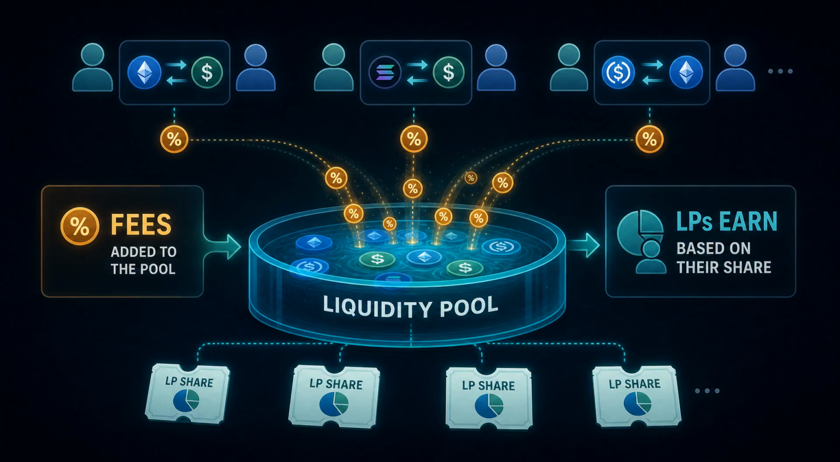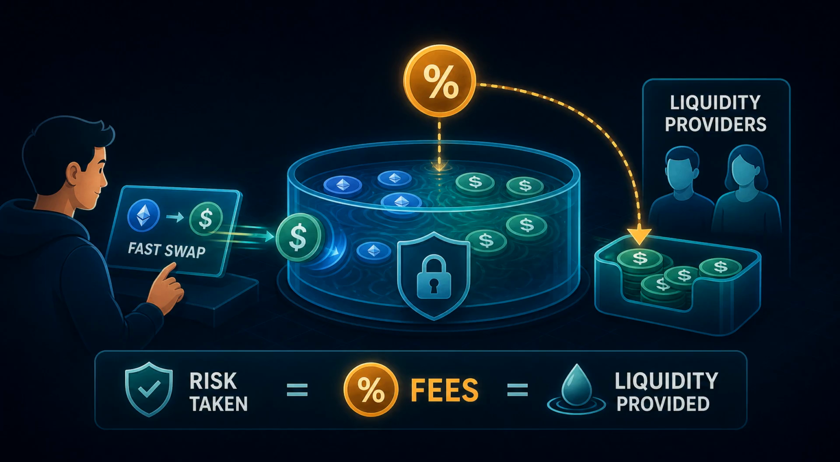Every swap usually pays a fee. That fee is added to the pool or accounted for by the protocol, and liquidity providers receive value based on their share. More trading volume can mean more fees, but fees are only one side of the story. Fees compensate liquidity providers for putting their assets at risk and making trades possible. Without them, providers would have little reason to lock tokens in a pool where prices keep changing. The fee is the market paying for immediate liquidity.